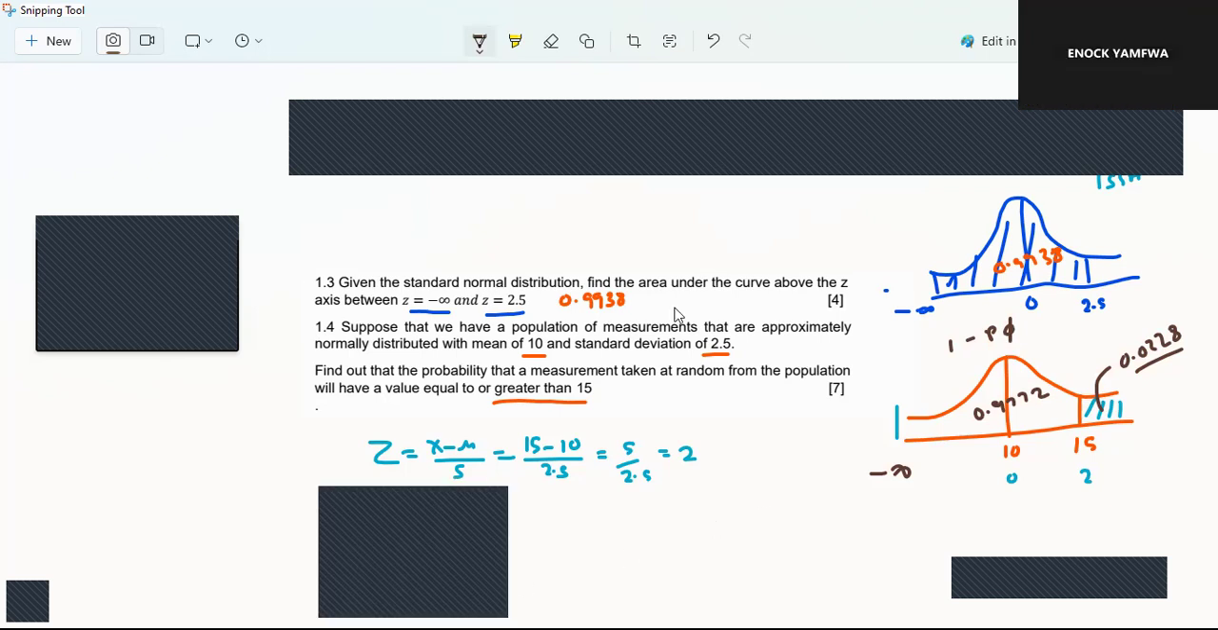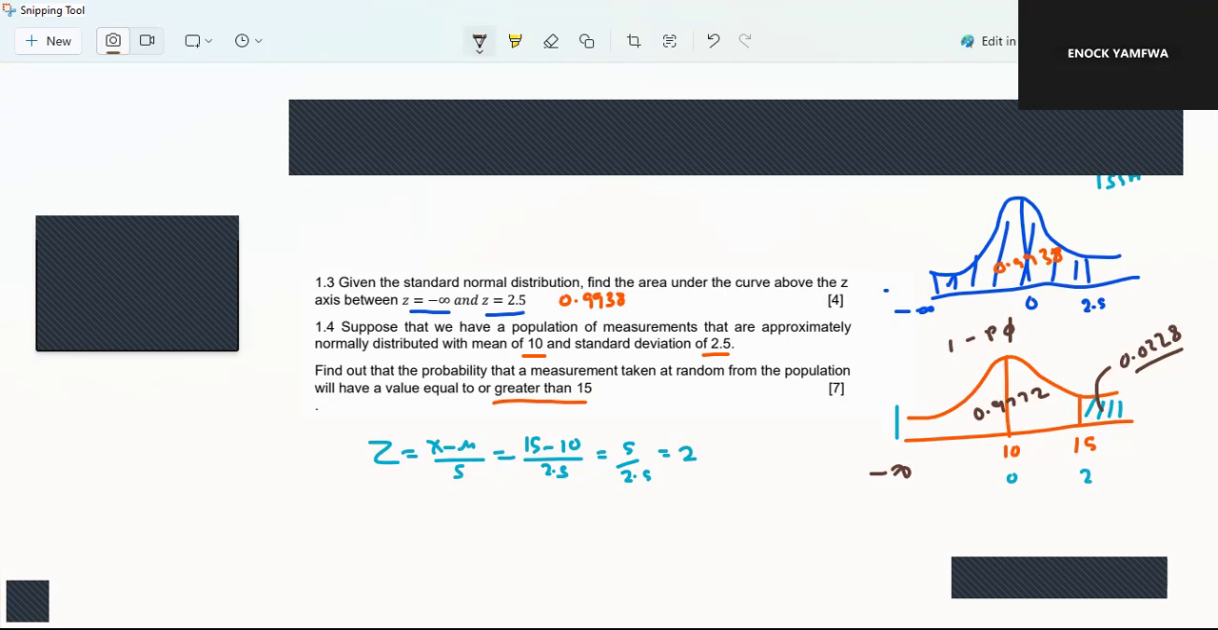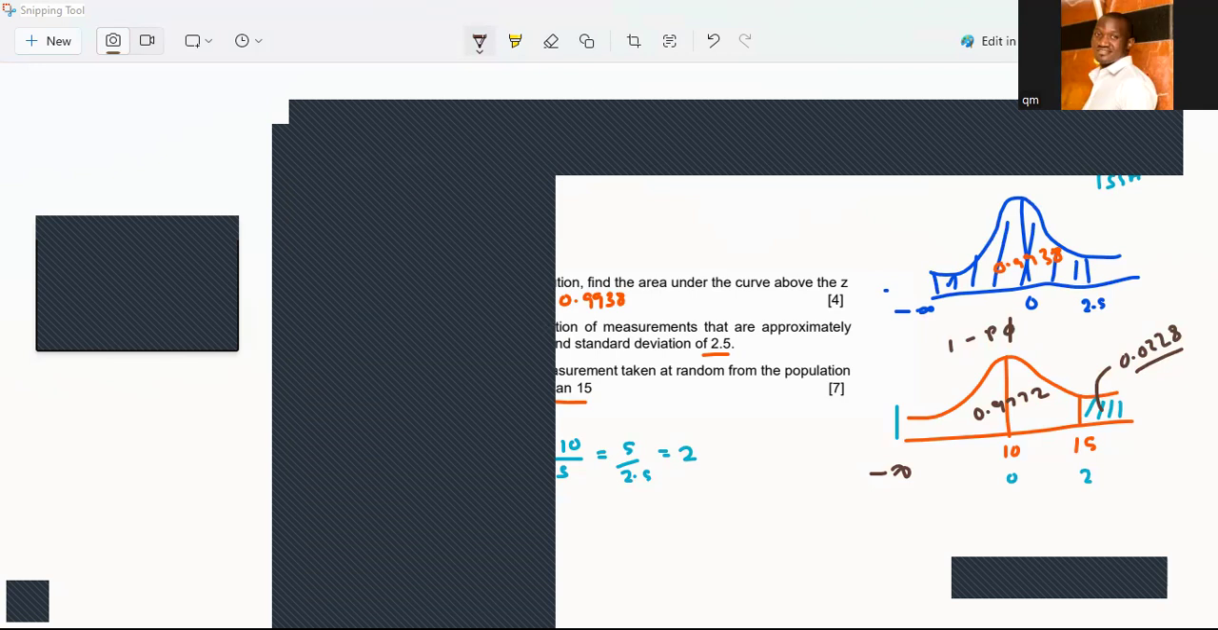People perish because of a lack of knowledge and understanding. So is there anything complicated there? No. All right.